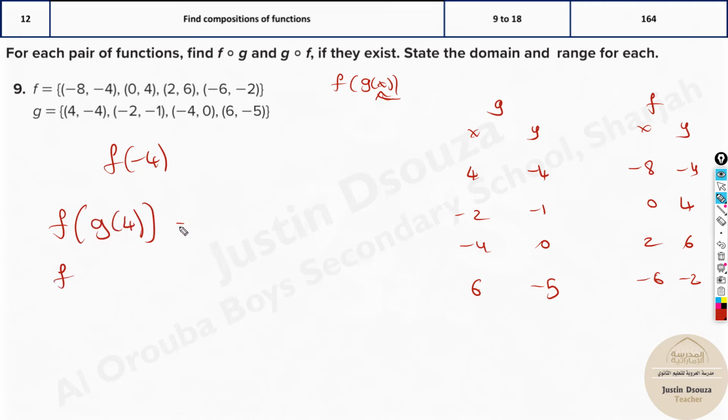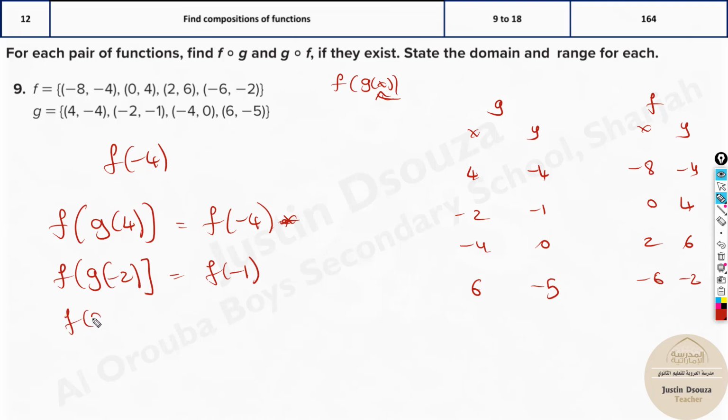Now we write it as: f of g of 4 is f of minus 4. Now see, what is f of minus 4? Is there a minus 4 value? It is not at all there. These are not matching, so that means there is none. Now next one, g of minus 2. What is g of minus 2? That is basically f of minus 1, because g of minus 2 is minus 1. Now is minus 1 in the x values? That is not there. So that's it.